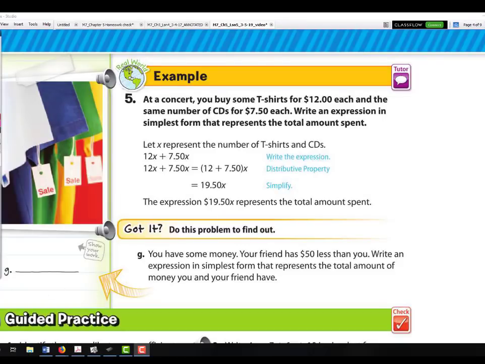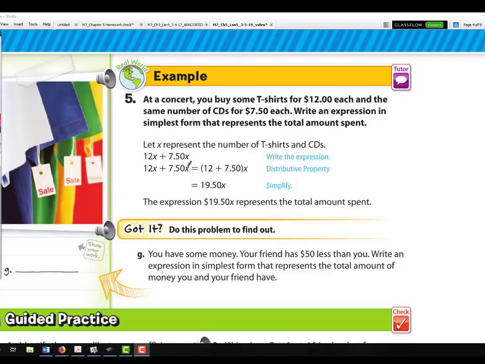All right, one more example. I'm on the next page. There's a concert. You're going to buy t-shirts for $12 each, CDs for $7.50 each. Write an expression in the simplest form that represents the total you spent. X is going to be the number of t-shirts and CDs. If you bought those, you would end up spending $19.50, so $19.50X, where X is the number of CDs and t-shirts, represents how much you spent.